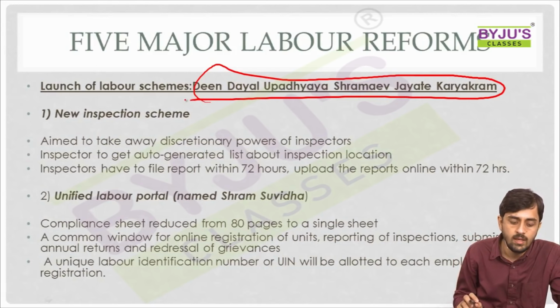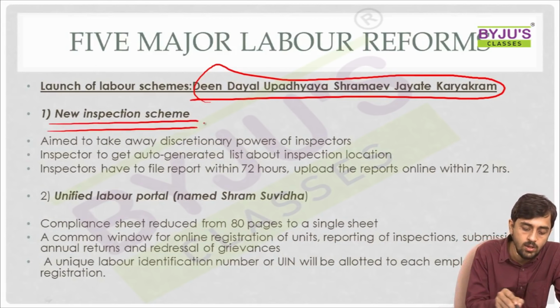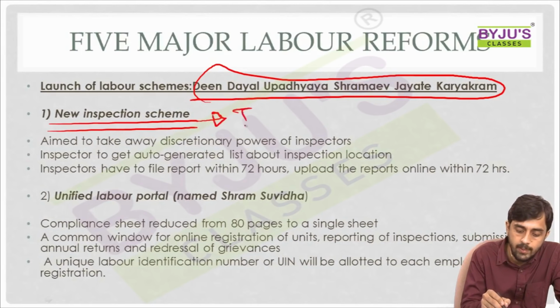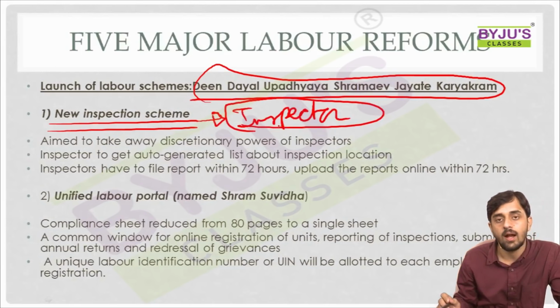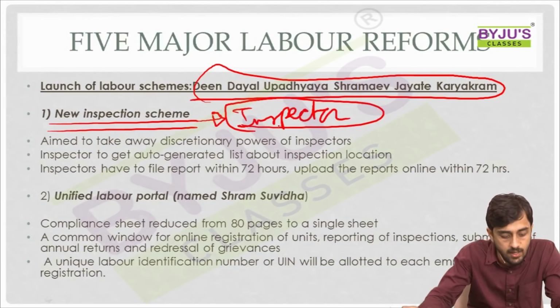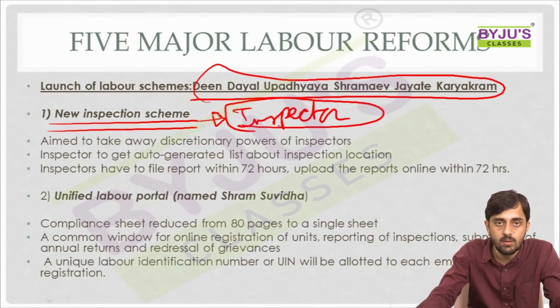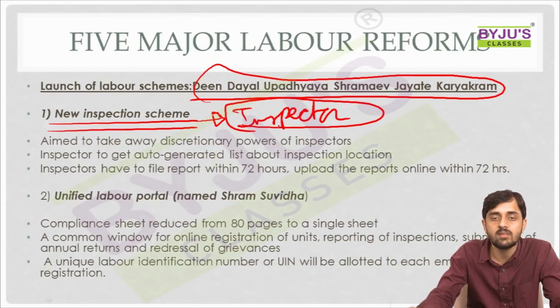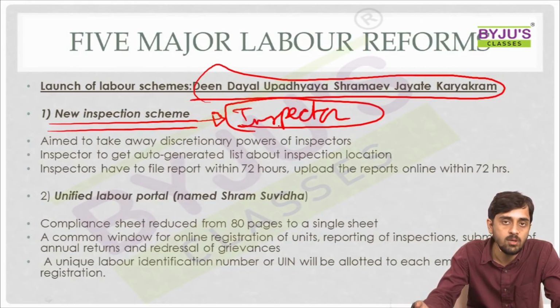The first major component is that it intends to check the whole license, or more importantly, the inspector Raj, and to prevent the harassment of business houses at the hands of labor inspectors. And to that extent, it introduces a new inspection scheme which takes away the discretionary powers in the hands of labor inspectors, who could at their wish go and conduct a surprise check on the factory premises of any industry within their jurisdiction to see whether they are complying with the labor laws or not.